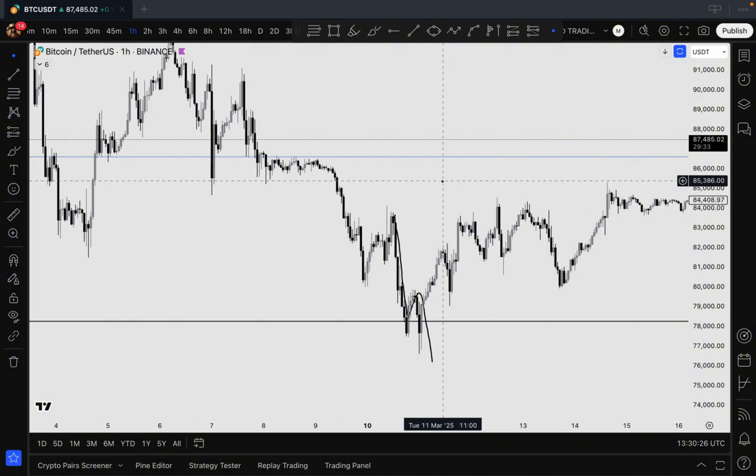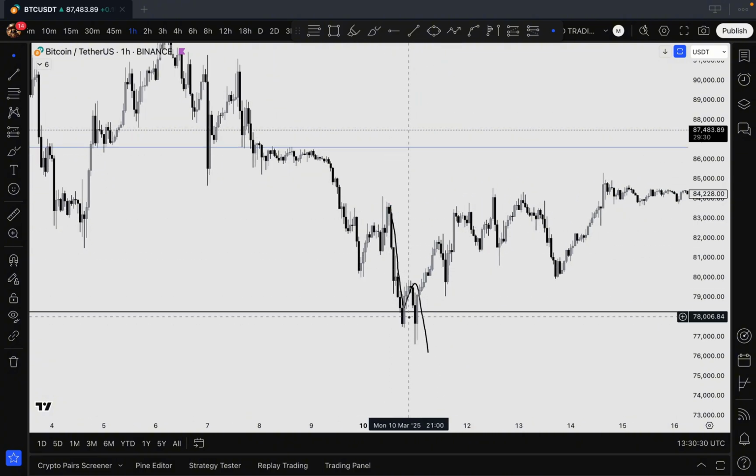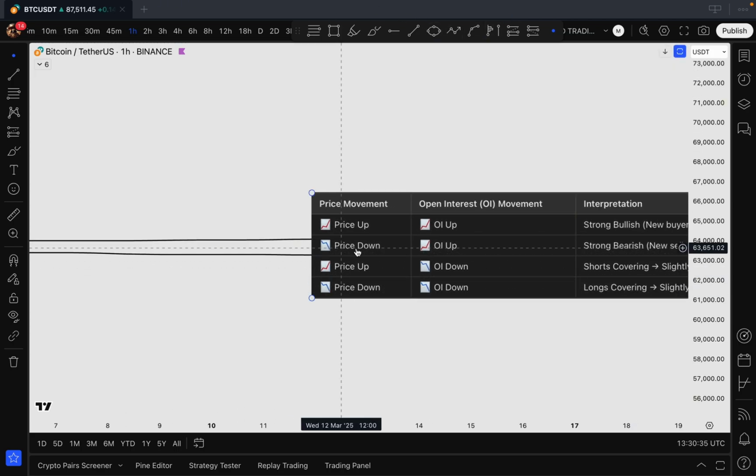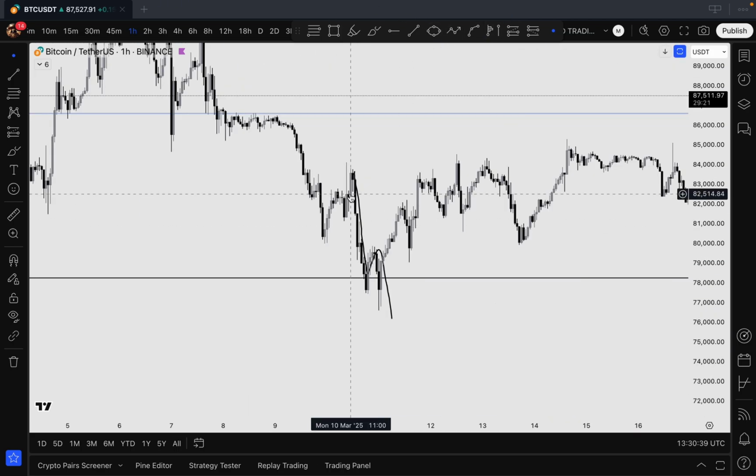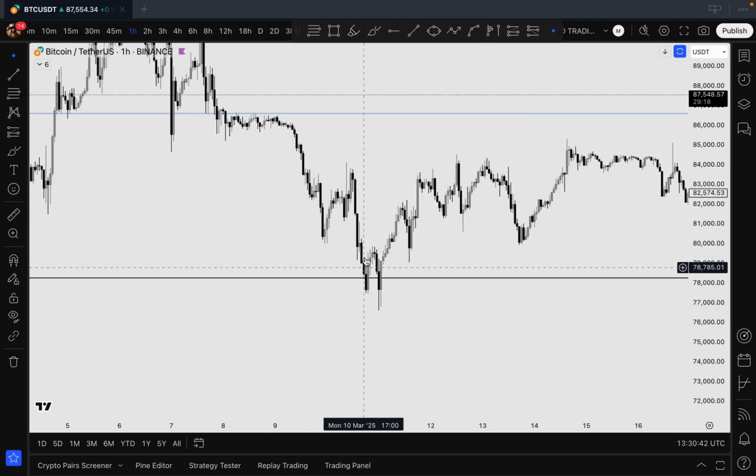And here comes the trick in play, because if open interest strongly rises while price is moving down, that's a bearish sign, as I just showed here. Price down, open interest up, strong bearish. So then you know that a lot of bears are in the market.